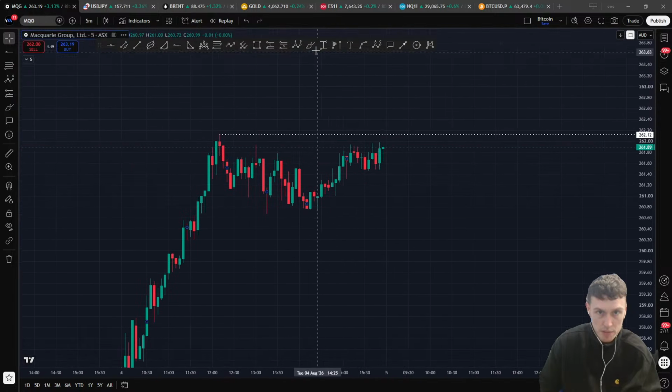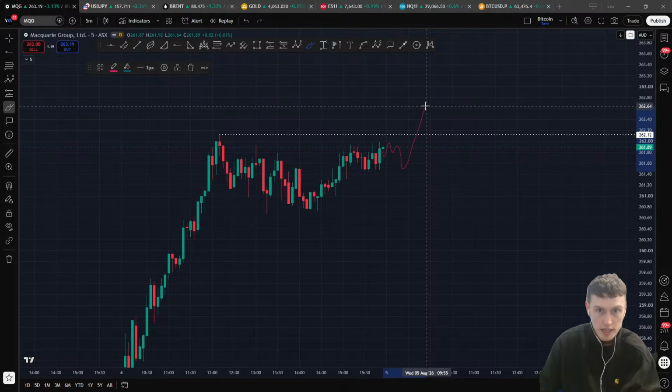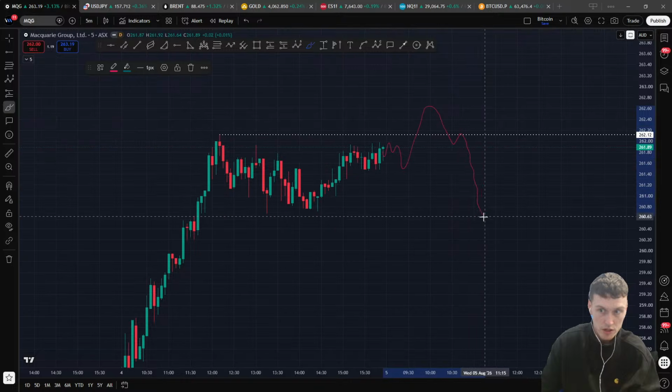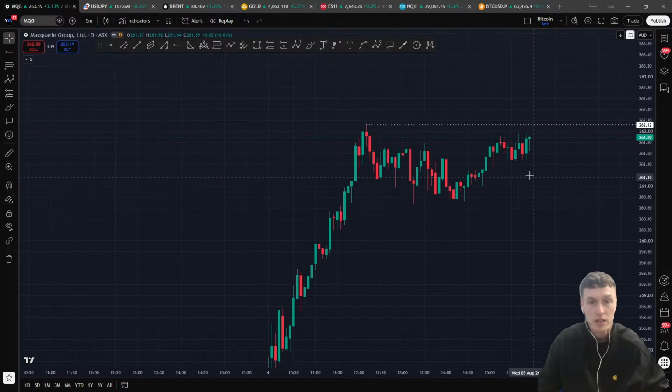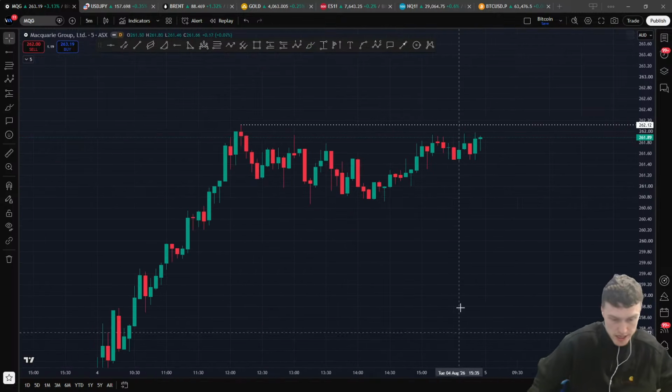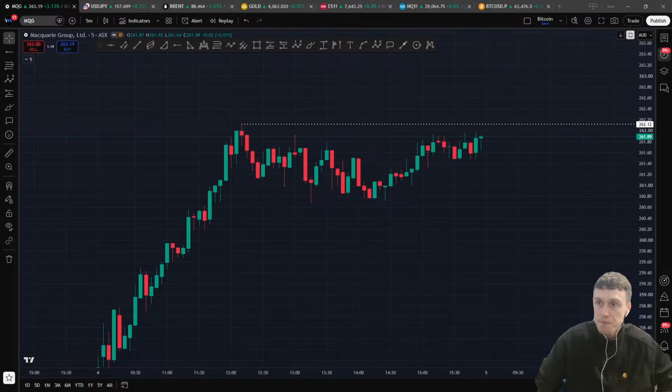chop some more, and then maybe it would just take the liquidity above the highs as everyone thinks it's going to price discovery, and then it rolls back over and all the longs that are late get murdered. And maybe you can scalp a short down here or even lower if that is that true ABC correction. But that is Macquarie.